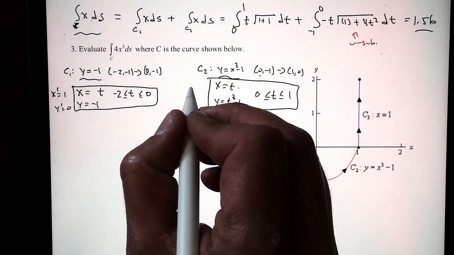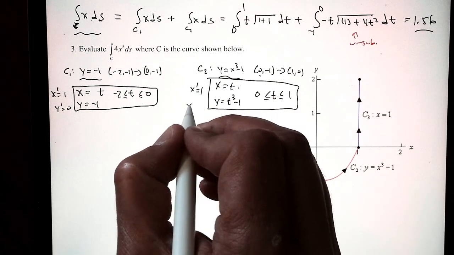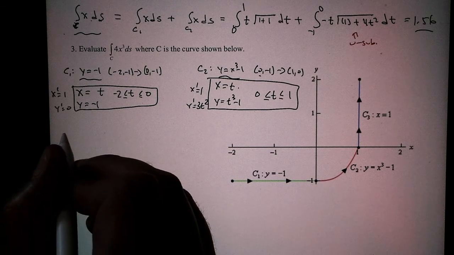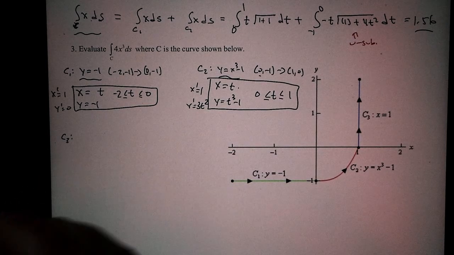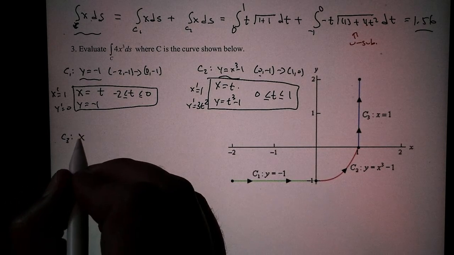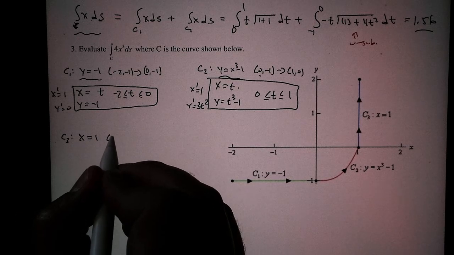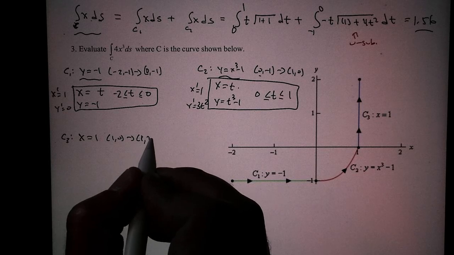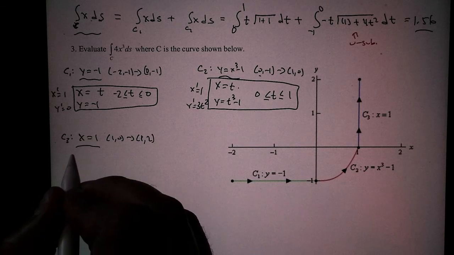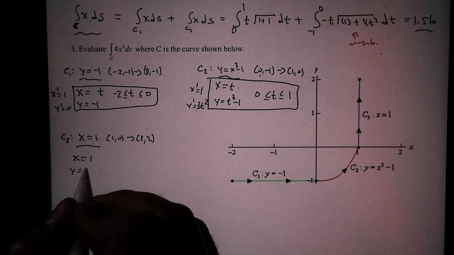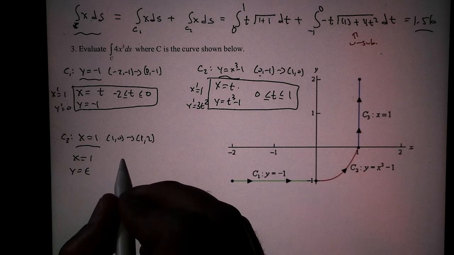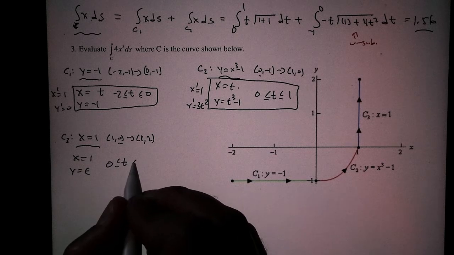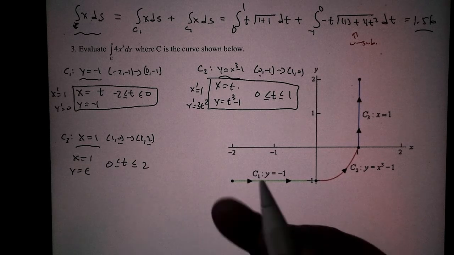And of course we do need the derivatives. X prime is 1, y prime is 3t squared. C3 is just the line x equals 1, and that's starting at 1, 0 and ending at 1, 2. So here, x is always fixed, but y could be anything. To get my domain, looking at the y's, starting at 0, ending at 2. So basically I'm there for 2 seconds.